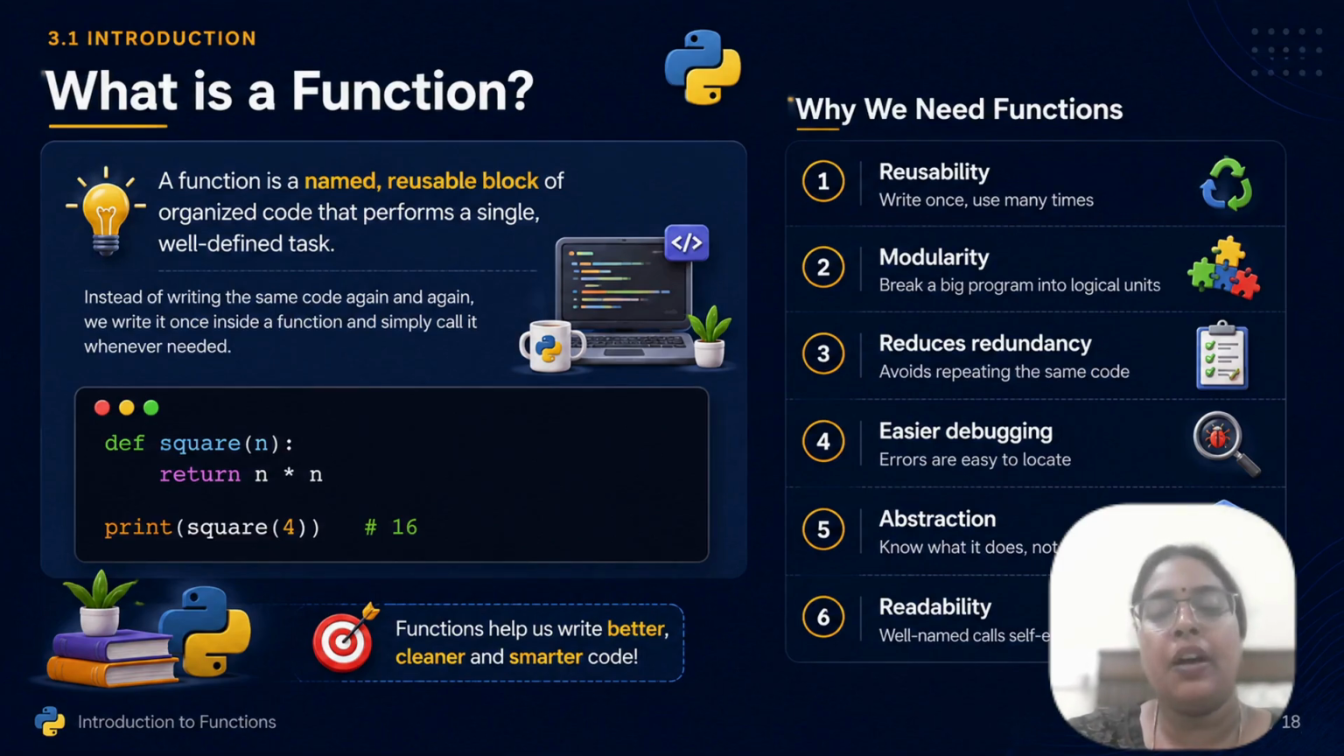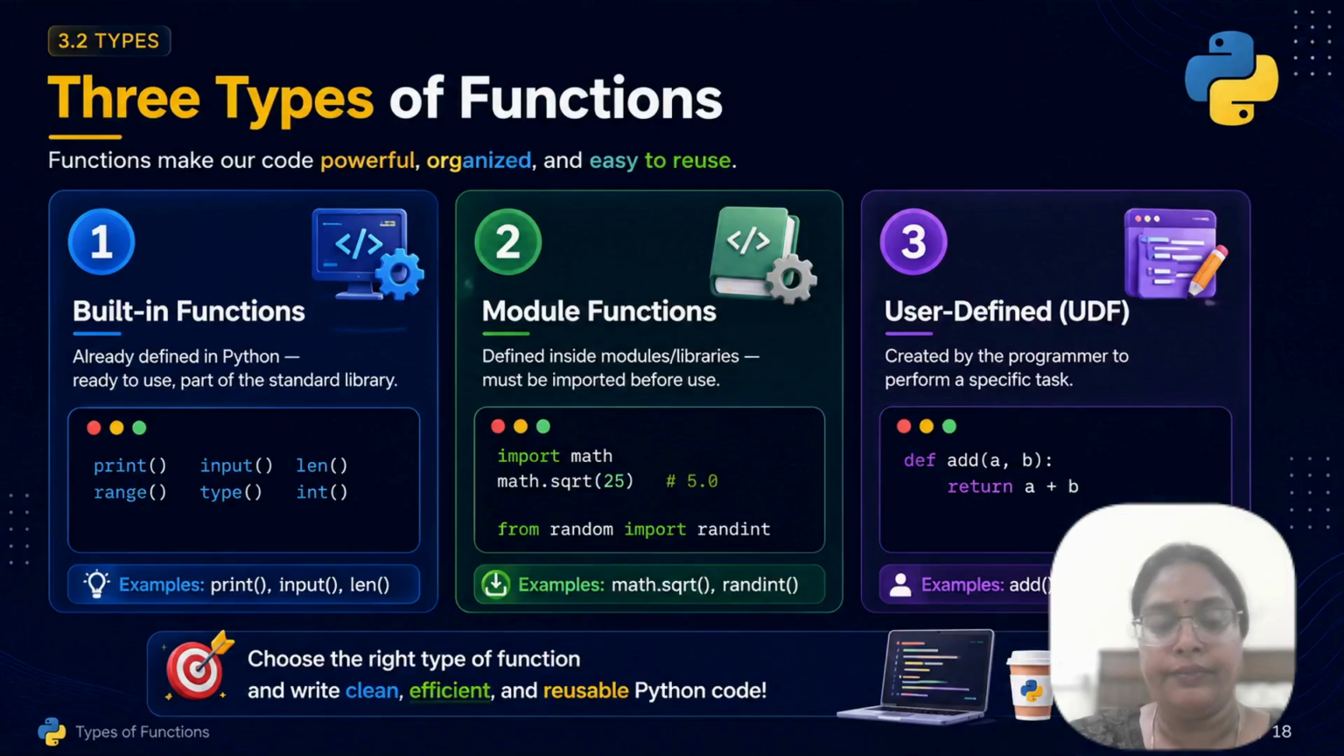Easier debugging: errors are easy to locate because we write in bits and pieces of code. Abstraction: know what it does, not how, where, and so on. Readability: well-named calls are self-explanatory in the code. Functions help us write better, cleaner and smarter code.